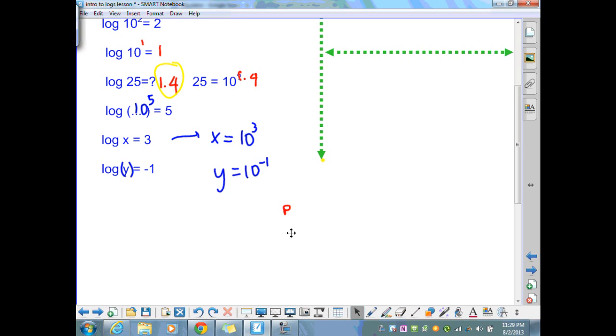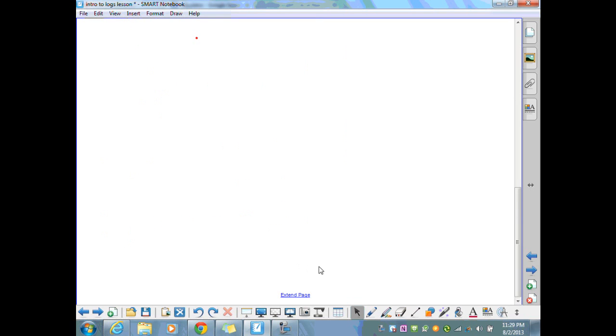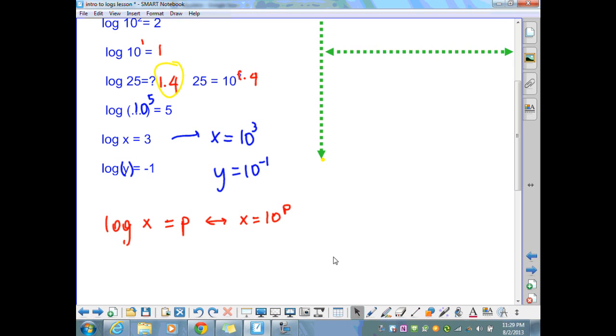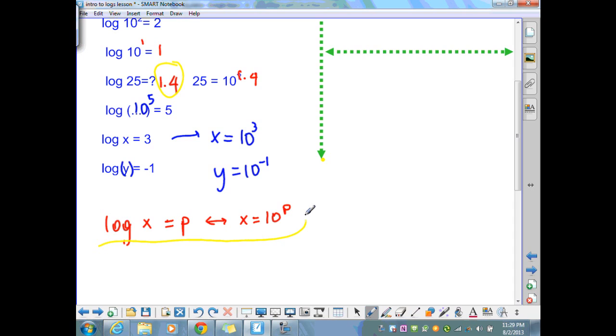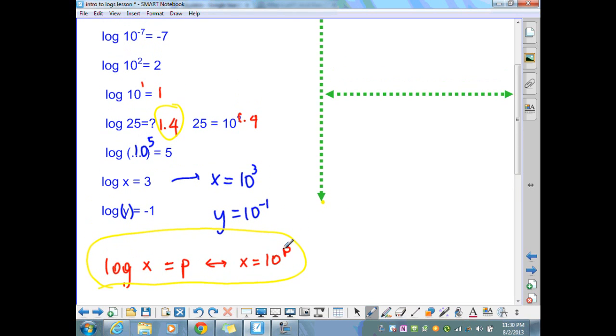So based on what we've done so far, we have the main definition of logarithms, and it tells you how to go back and forth from logarithmic form to exponential form. And here it's stated as base 10. So if log of x is equal to a power, then x must be 10 to that power. Or vice versa, if x equals 10 to a power, then log of x must be equal to that power. So this is the most important rule, basically used as a definition of logarithms.